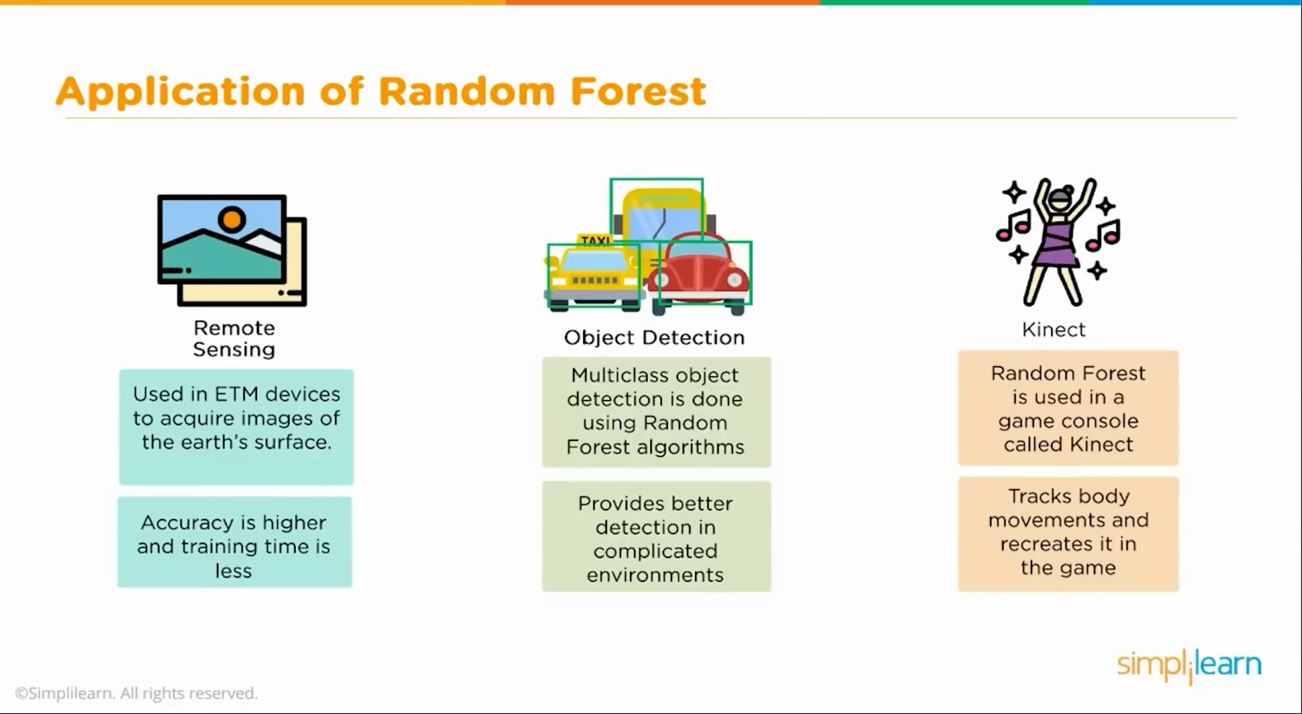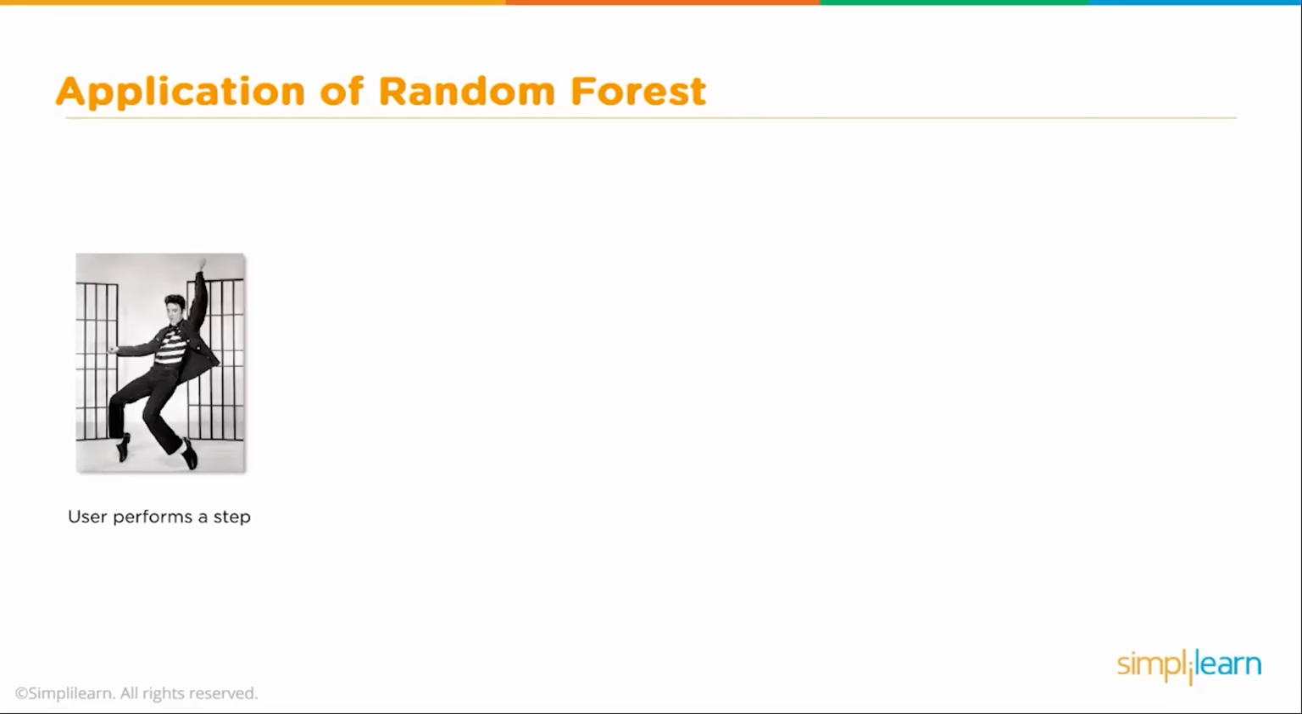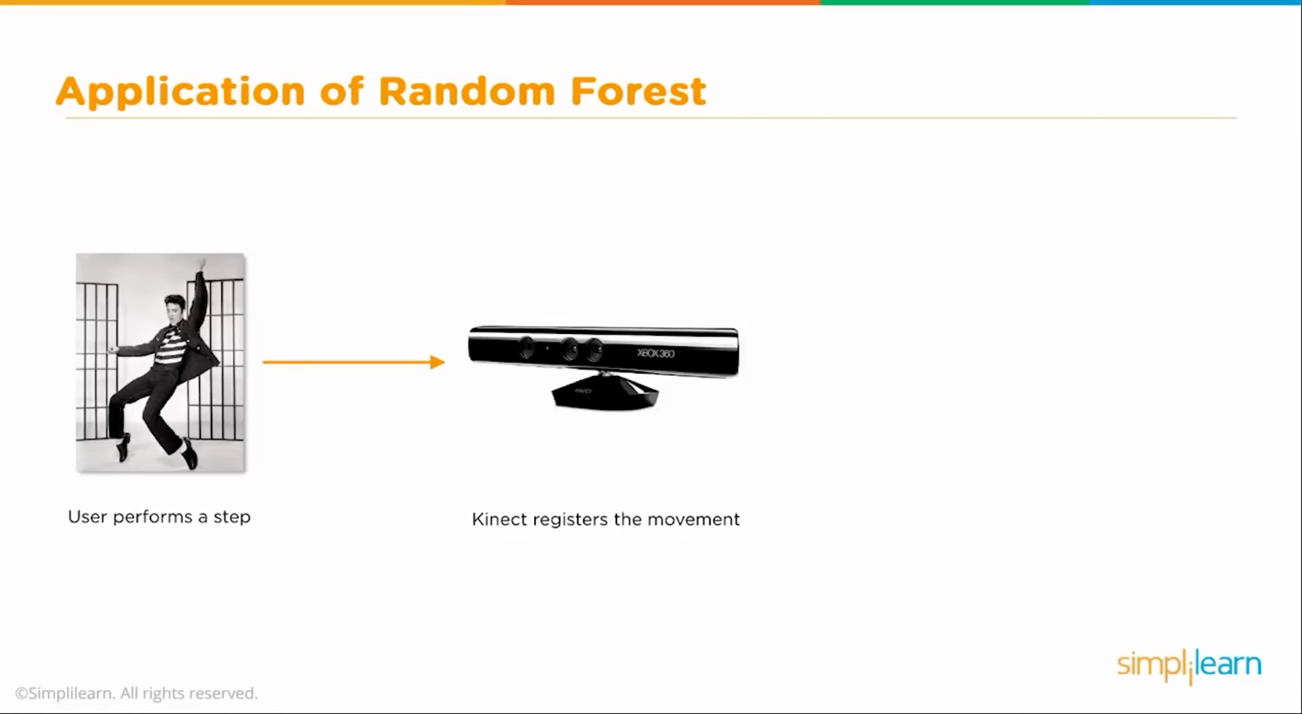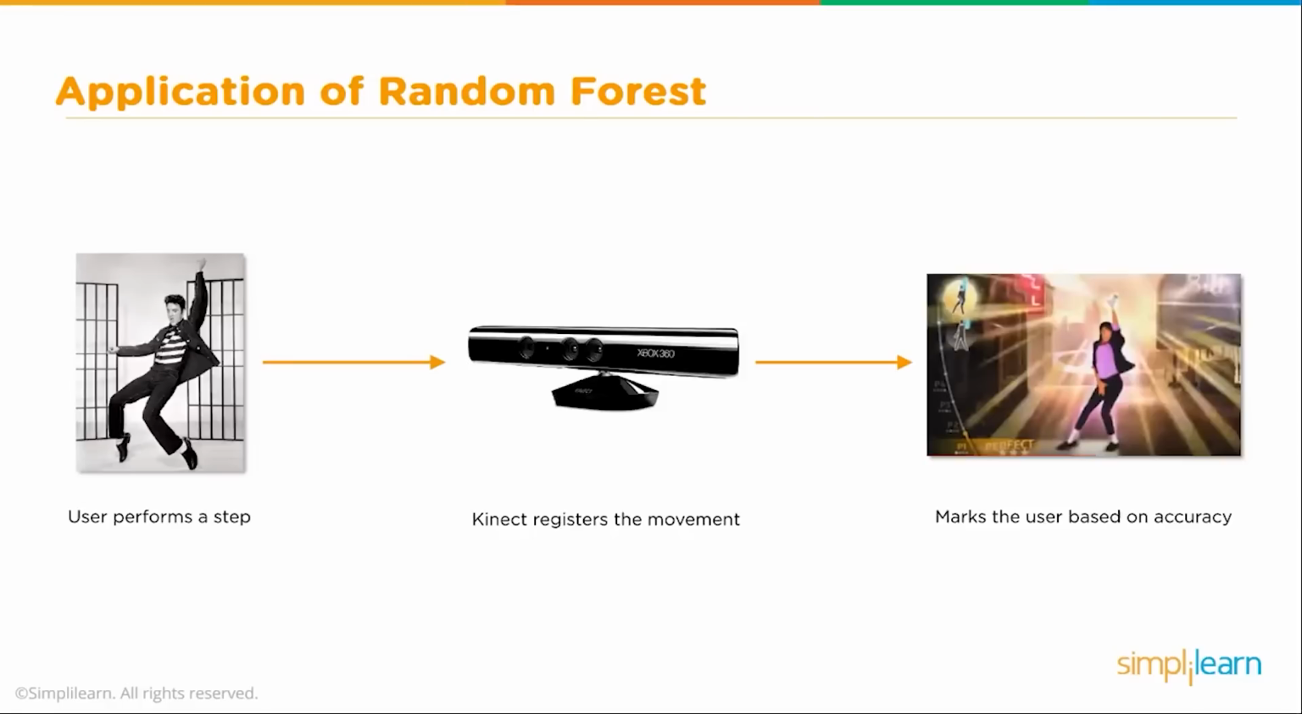Kinect uses random forest as part of the game console. What it does is track the body movements and recreate them in the game. Let's see what that looks like. We have a user who performs a step, in this case it looks like Elvis Presley going there. That is then recorded so that Kinect registers the movement, and then it marks the user based on accuracy. And it looks like we have Prince going on this one, from Elvis Presley to Prince. It's great. So it marks the user based on the accuracy.